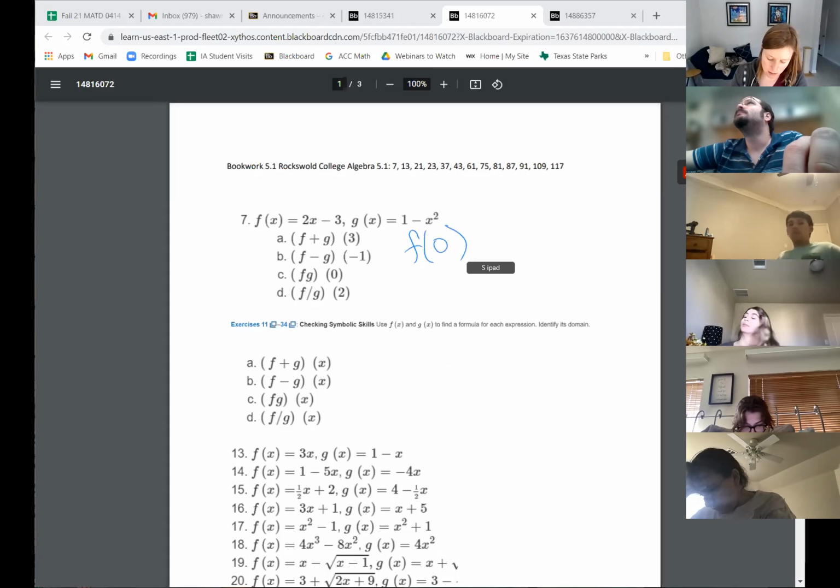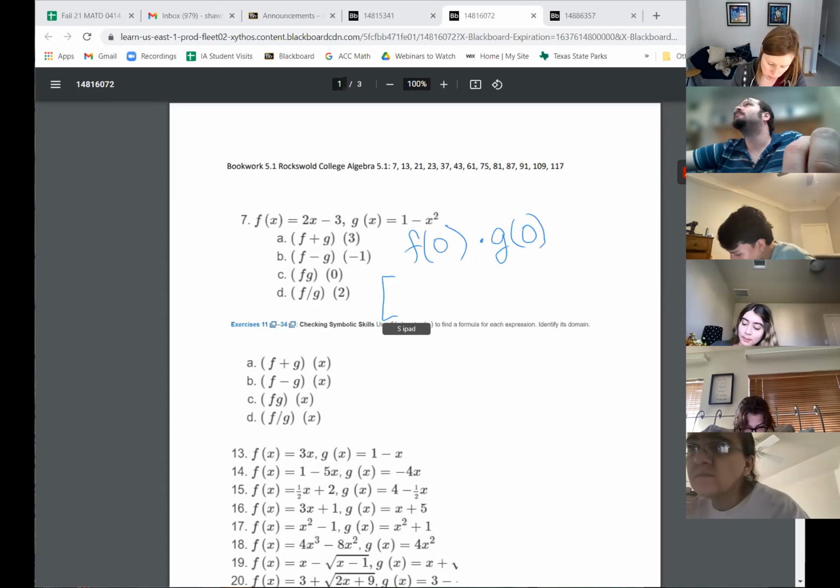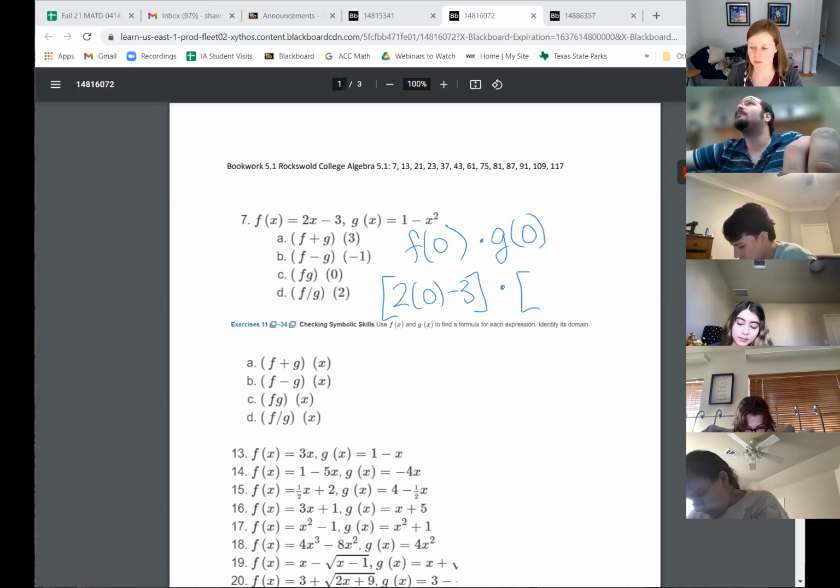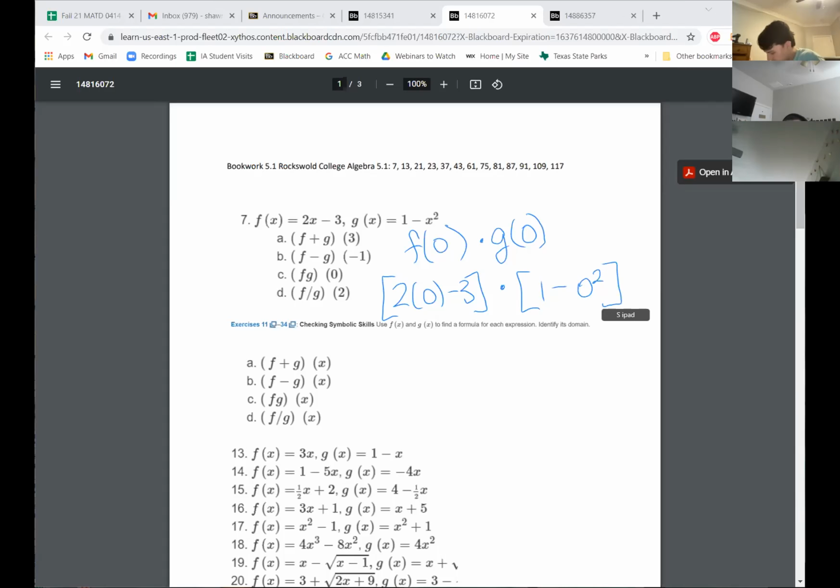Yeah, so let's set it up. So f of 0 times g of 0, and then we'll do what you just said. We're going to plug in the 2 times 0 minus 3, and now we've got to do g. So plug in 0 for g. So it'd be 1 minus 0 squared. Mm-hmm. And keep going.